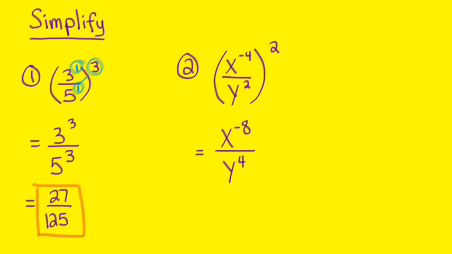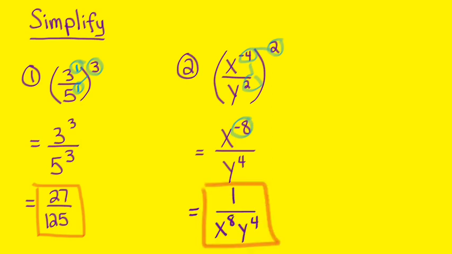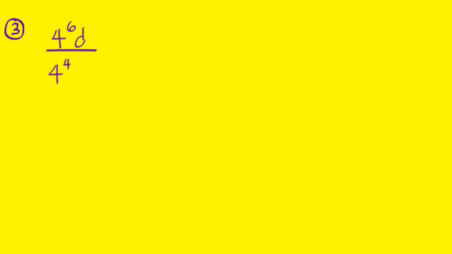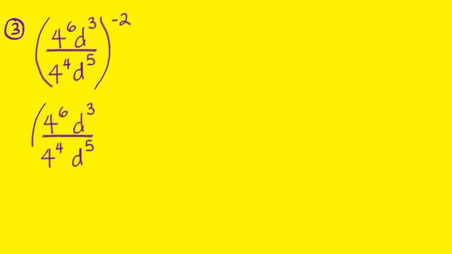So x to the negative 4th gets multiplied by 2 and y to the 2nd multiplies by 2. And then I have to take the ticket. Not done yet. Not done yet. Take the ticket, right? And move it on downstairs. Now, in this scenario, everybody has a negative power. So I'm going to go ahead and distribute that.